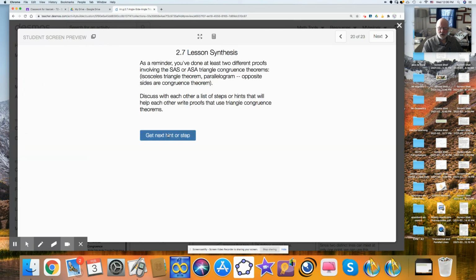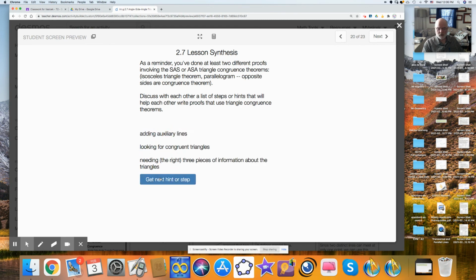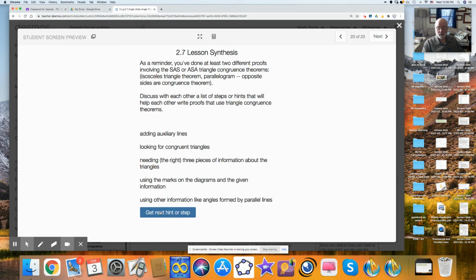Lesson synthesis. What types of things do you need for proof? Well, if you can draw auxiliary lines, you can look for congruent triangles. You need the right 3 pieces to prove the triangles are congruent. You can use the marks on the drawing, or you can use the given information. You can also use other information like your knowledge about parallel lines and transversals. And you can use the corresponding parts to prove corresponding segments or angles are congruent that are not listed when you use the shortcut. So you can use CPCTC after proving the triangles are congruent.